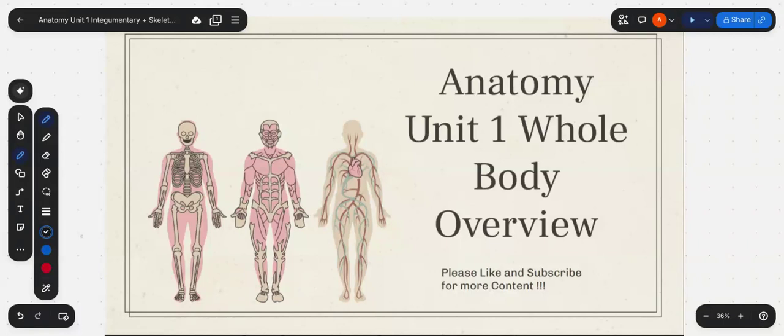Welcome to another video of Unit 1 Whole Body Overview. In this video, we're going to go over Activity 2, and I'm going to cover the integumentary and the whole skeletal system, so the axial and appendicular skeletal bones. I am making another video that I'm going to post on all of the other organ systems, such as your endocrine, your digestive, reproductive systems for both male and female. So please go ahead and check out those videos as well for your studying.